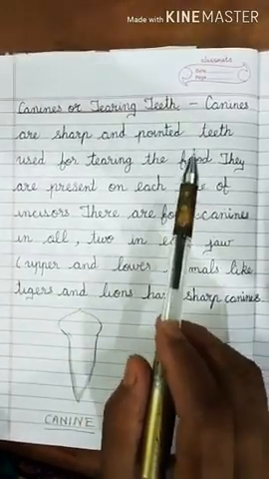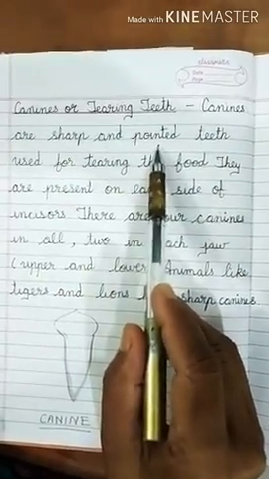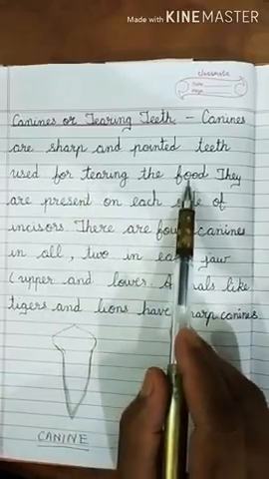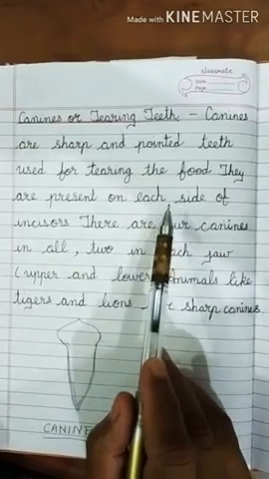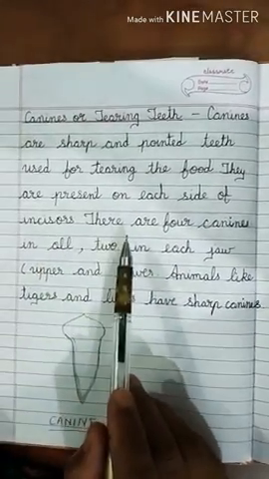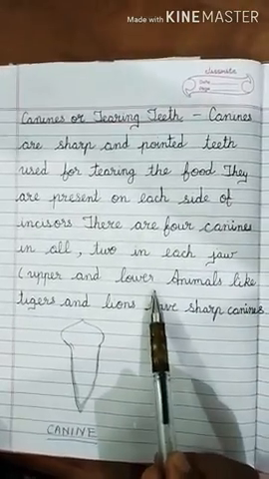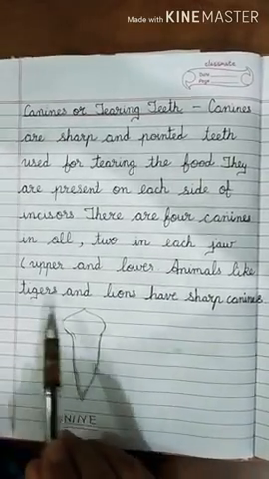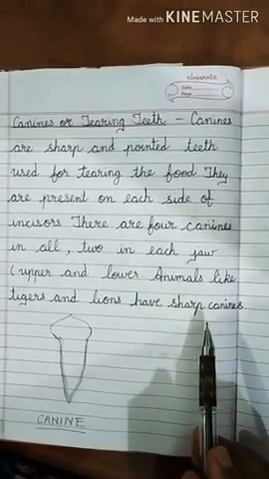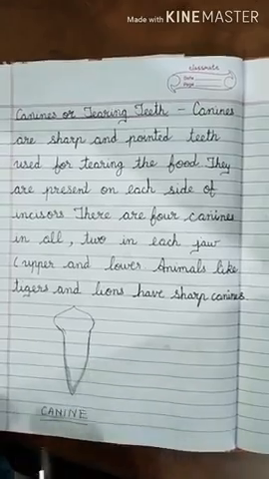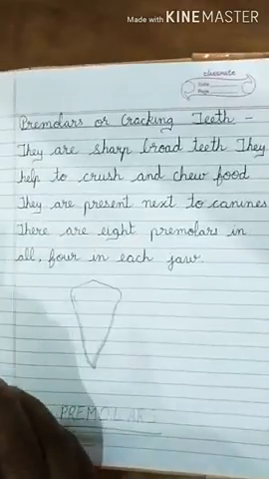Once again we'll go through. What type of teeth are canines? They are sharp and pointed teeth, used for tearing the food. They are present in both the jaws, next to incisors. In total there are 4 canines, 2 in each jaw, upper as well as lower. Animals like tigers and lions have sharp canines, sharp tearing teeth to tear the animals. Again you can see the picture of canines I have drawn here. So they are tearing teeth.